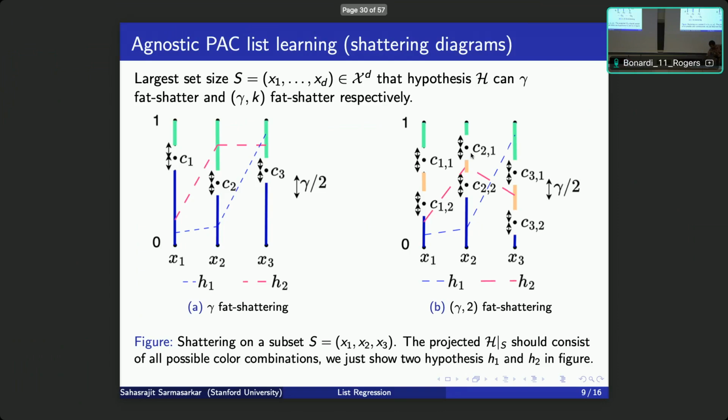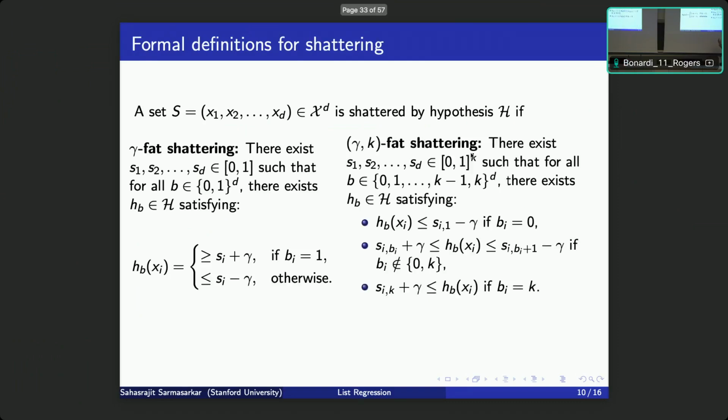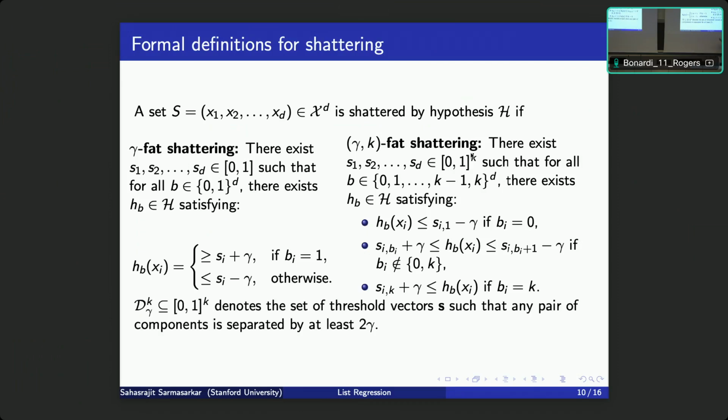If this diagram explains it better, we can just say this formally. This is a formal representation of what was said in the diagram on the previous slide. There should exist these real numbers S_i such that for all b in {0,1,2}^d, you have h_b of S_i either crossing it or below it. A very similar thing can also be said for the gamma k case. And this is just a formal definition of the set of permissible threshold vectors. The threshold vectors are permissible if any pair of components of this vector S is separated by at least 2 gamma. This will be useful, as we shall see later.